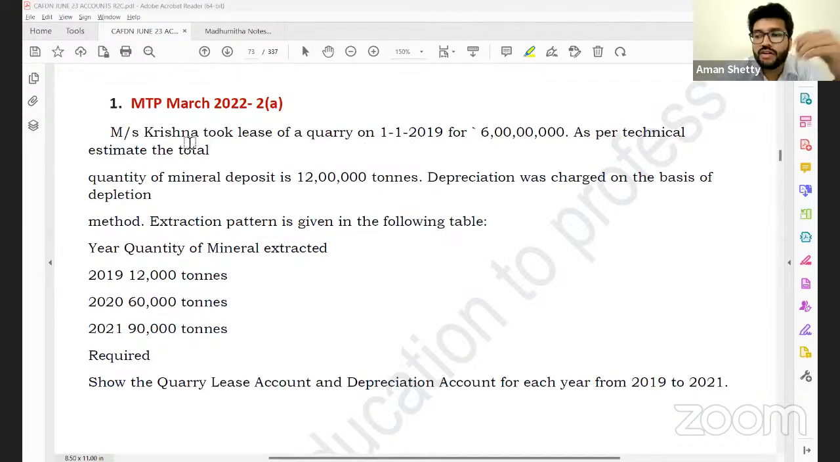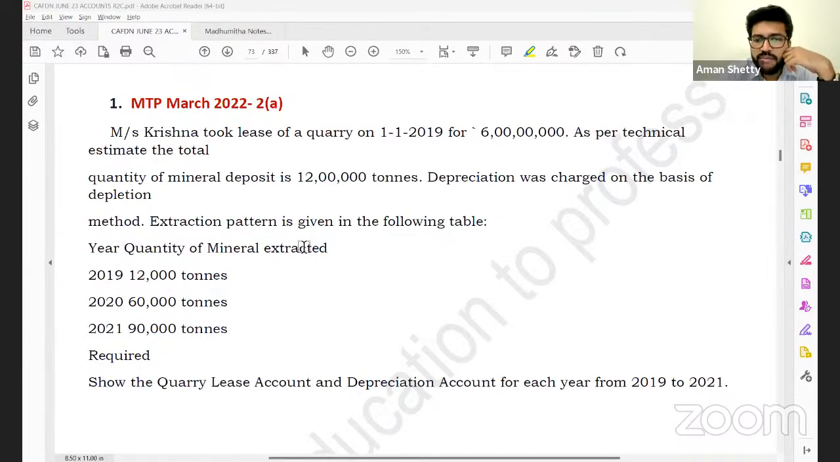Sorry, I'll read. Right, what does it say? Messrs. Krishna took lease of a quarry. What will you use? Depletion method, correct? Took lease of a quarry on 1st Jan 2019 for rupees 6 crores. As per technical estimate, the total quantity of mineral deposit is 12 lakh tons. Therefore, 6 crores divided by 12 lakh you will do. Depreciation was charged on the basis of depletion method.